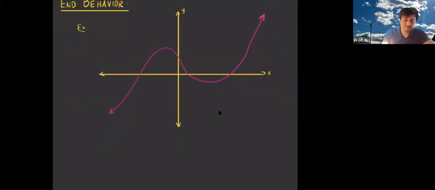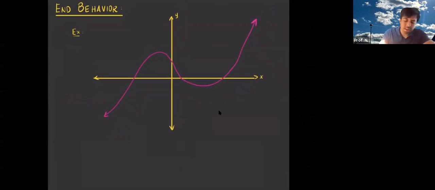So then how do we express end behavior? The end behavior of this graph, let's say if I call this y equals p of x, can be expressed as the following.